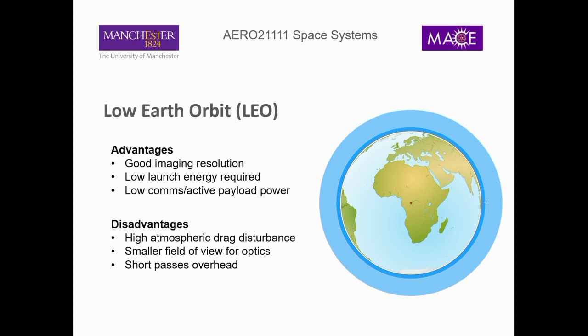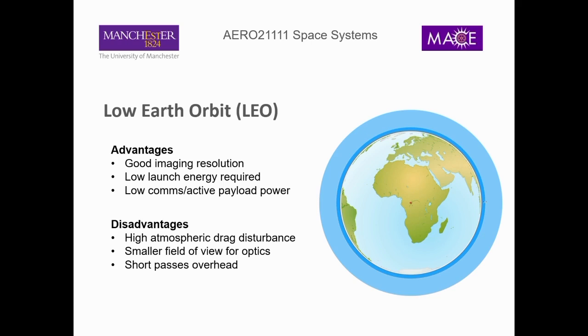Disadvantages: high atmospheric drag disturbance, and that's something that you'll need to account for when you're designing things like your attitude control system, which again you'll look at in a later week. Smaller field of view for the optics, so again, as many of you said, you won't get as much coverage. If you were looking at something from far away, you can see a much bigger field of view. The closer you get to it, the less of it you can see, right? You've kind of zoomed in. If you're using a camera and you zoom in, then you can see a smaller portion of that picture. So it's the same thing. And that means if you want to see the whole Earth, for example, it's going to take you a lot longer because you're only able to take small pictures at a time.